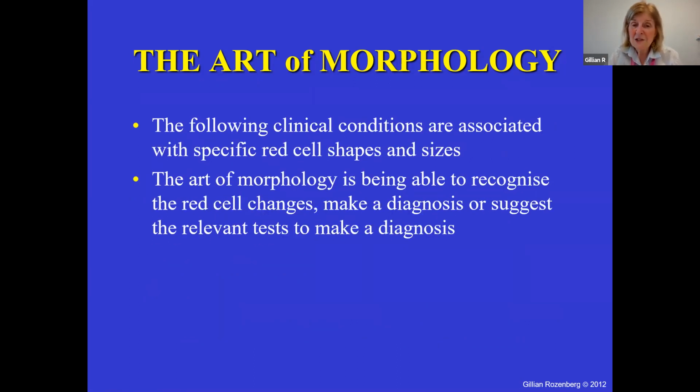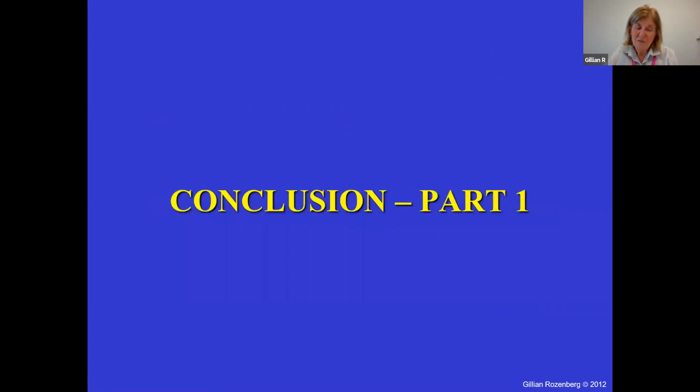So the following conditions are associated with specific red cell shapes and sizes. So the art of morphology is being able to recognize these red cell shapes and changes and suggest the relevant tests to make a diagnosis. So this is the end of part 1. So in part 2, we're going to describe different disease states associated with these red cell shapes.